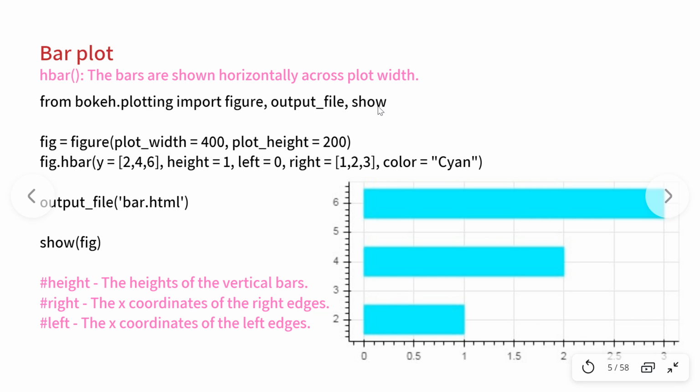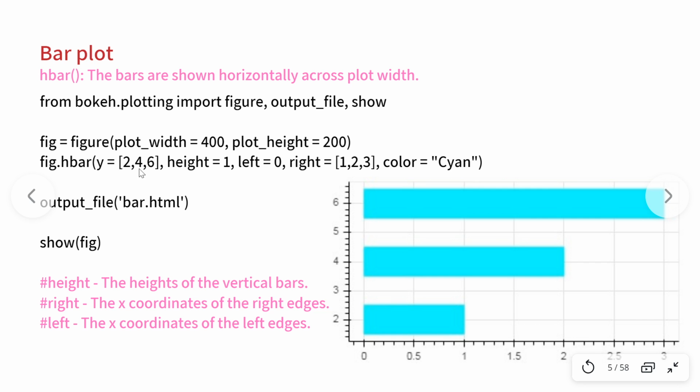You have to make the necessary imports from the bokeh.plotting library. Then you have to define your figure parameters. So here I have defined that my plot area should be of this much width and this much height. Then fig.hbar. Since I want to use a horizontal bar, I will use the fig.hbar function, and you only need to define the y values, for example y equal to 2, 4, 6. Then height, and left would be 0. I will tell you why. Right is 1, 2, 3. Right means these are basically the x coordinates of your right edges.